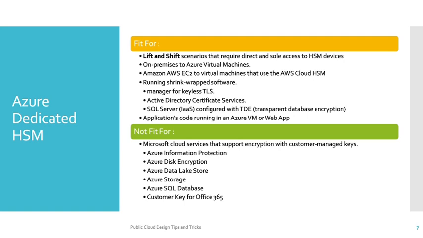If you have a requirement where you want to go ahead with a lift and shift mechanism, where you have an on-premise HSM device that you want to migrate to the Azure environment, then dedicated HSM is your way to go. You have to do less work there. Or you have a scenario where you have an Amazon Web Services EC2 virtual machine which is using AWS CloudHSM, then dedicated HSM is fully compatible with that. With that, you have to do less work, as it is more compatible for migrating those activities.